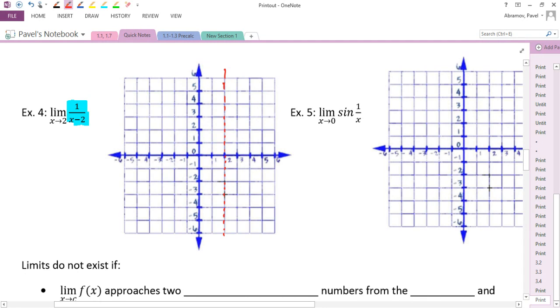There also will be a horizontal asymptote at y equals 0, since it's bottom heavy. And then you would normally find all the points, but in reality, your graph will look something like this. This one. And this one. So this is the graph of 1 over x minus 2.